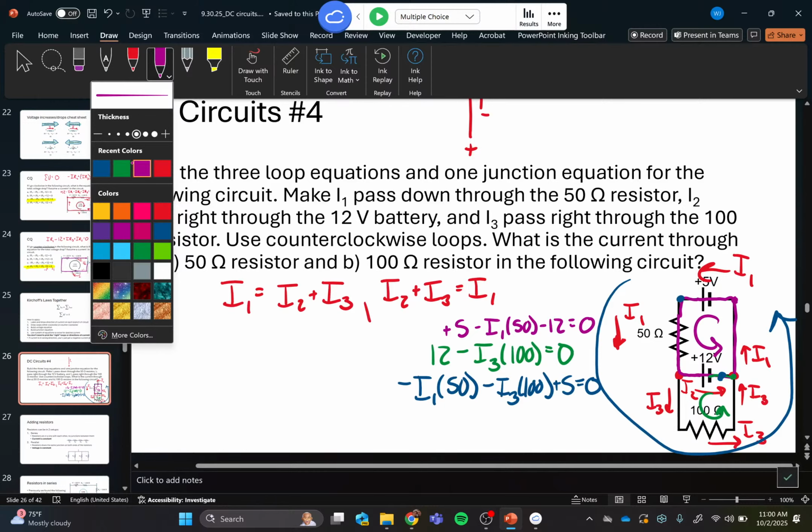This top loop, I'm traveling this way. When I go through this battery, I'm going to the right. When I do this bottom loop, I'm traveling to the left here. Yep. So then if you want to find the current, you just solve for I1. Yes, exactly.